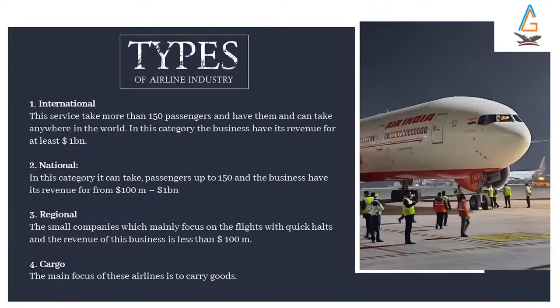Then comes national. In this category, it can take passengers up to 150, or a max of 200 passengers, and the business has revenue from $100 million to $1 billion. Then we have regional, the small companies which mainly focus on flights with quick hauls, and the revenue of this business is less than $100 million. Next comes cargo. The main focus of these airlines is to carry goods. Simple.